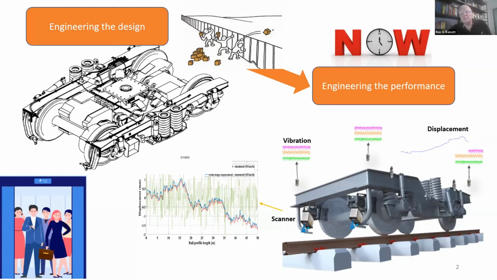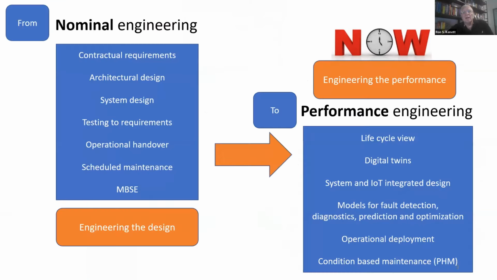The main reason is that we now have a lot of sensor technology. We have vibration sensors, we have scanners, we have displacement sensors, and we can do a lot with those. So the talk is about moving from engineering of the design to engineering the performance. What does it mean? The first thing, it means that nominal engineering is the past, and that has implications on contractual requirements, on architectural design, on system design, on scheduled maintenance.